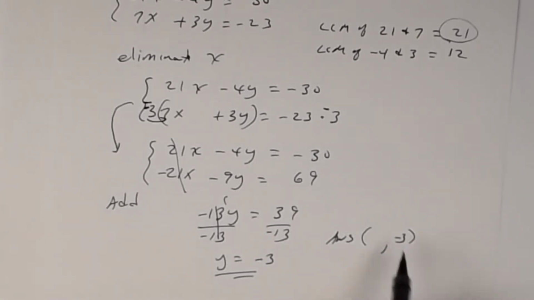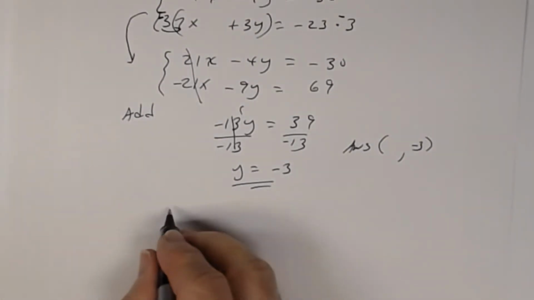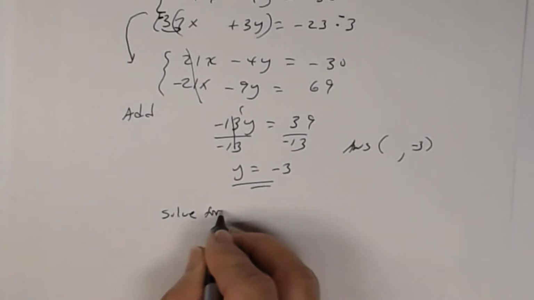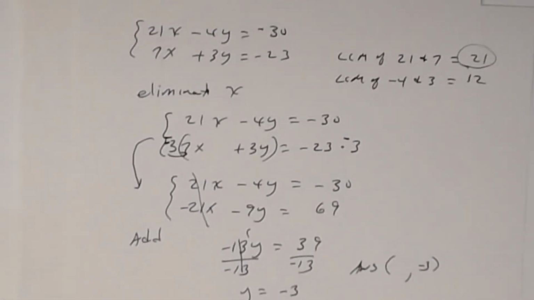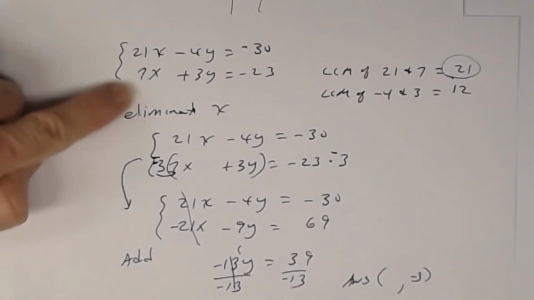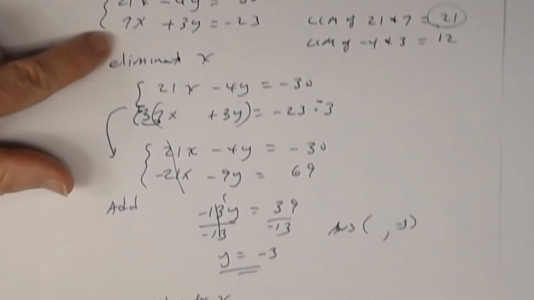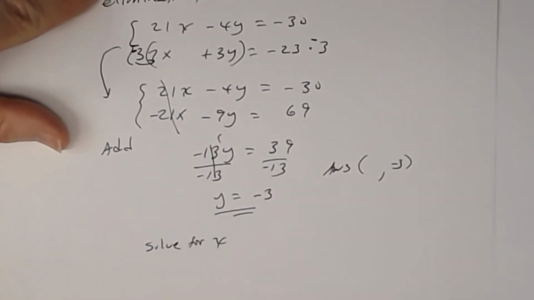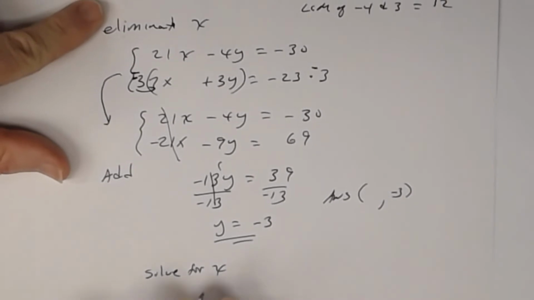And all I have to do is solve for x. The next step is to solve for x, right? All you do is go back to one of these equations, it does not matter which one, and wherever you see the y, you're going to substitute negative 3. So solve for x.